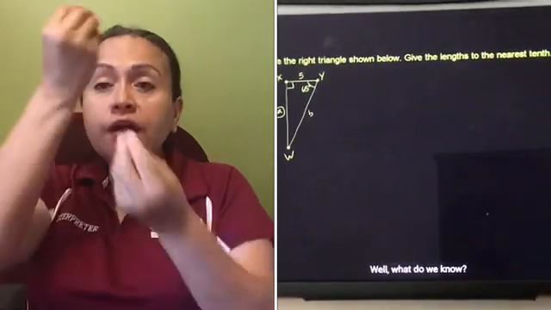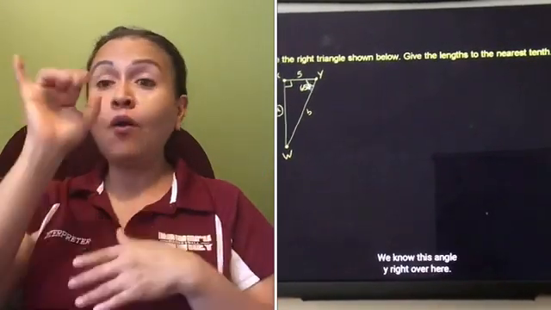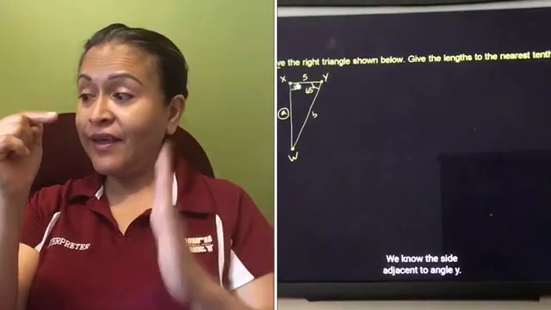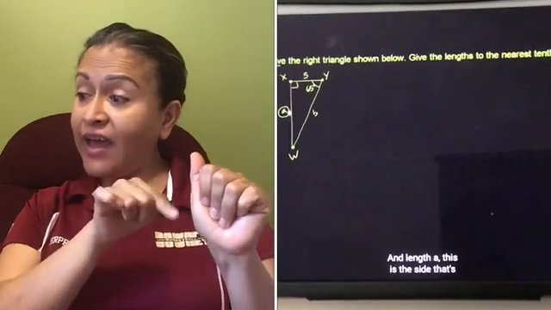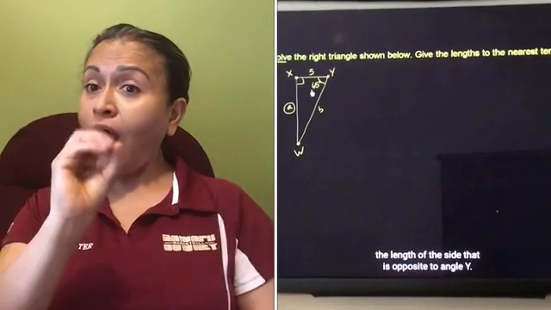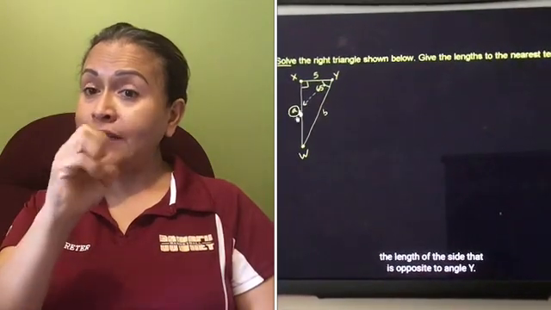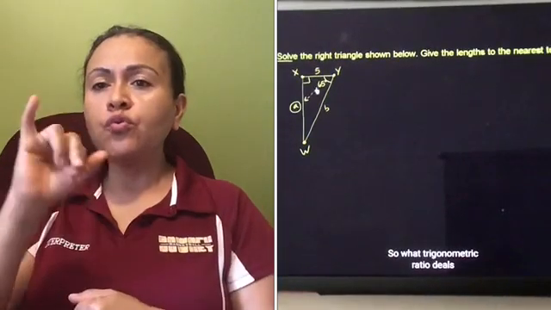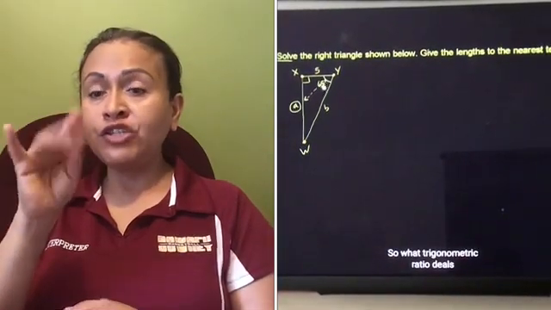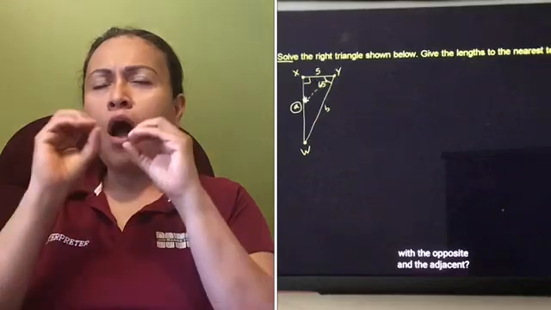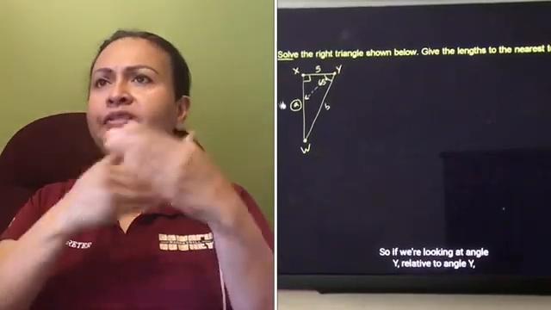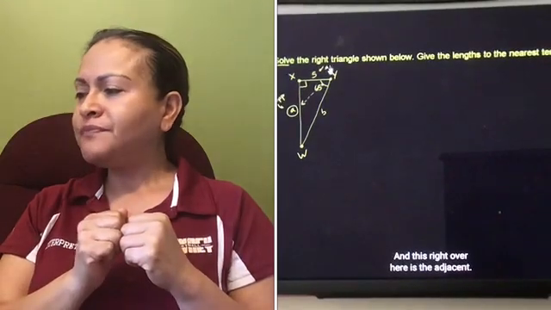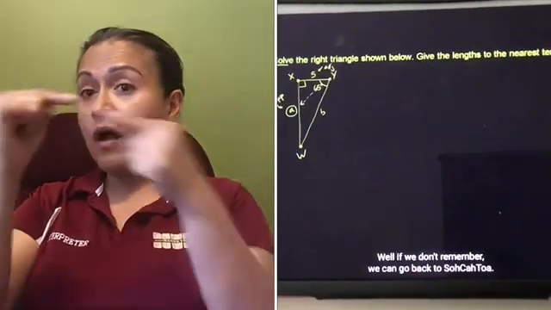We know this angle Y right over here. We know the side adjacent to angle Y, and length A is the length of the side that is opposite to angle Y. So what trigonometric ratio deals with the opposite and the adjacent? Relative to angle Y, this is the opposite, and this right over here is the adjacent. Well, if we don't remember, we can go back to SOHCAHTOA.